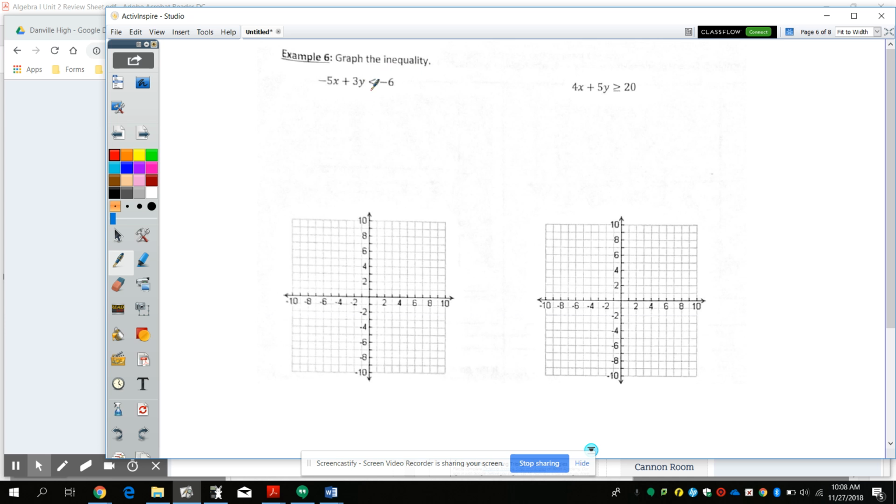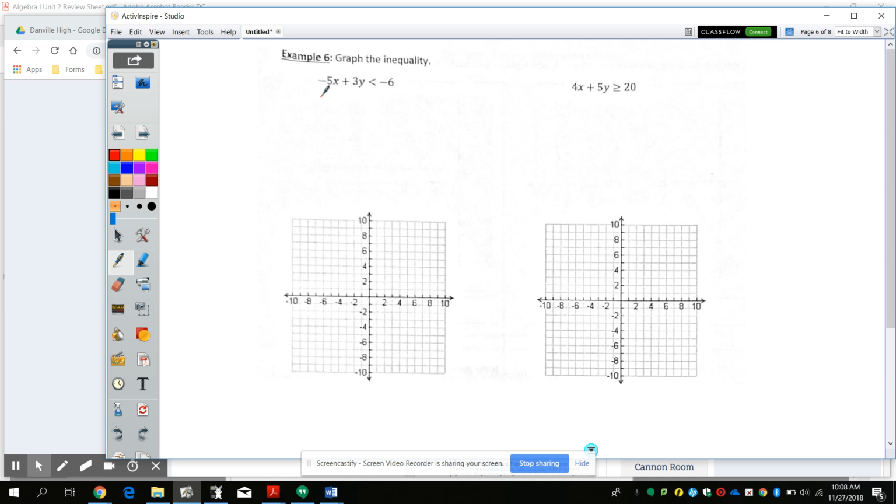Now, to graph the inequality, you're basically going to do the same thing you do as if you were graphing a line. So you could look back a couple of examples and look at the one where it said steps to graph the line. And that's where we had to put this in slope-intercept form. So we're going to do exactly that right now. And we're going to do that by, first of all, we're going to get rid of this negative 5x.